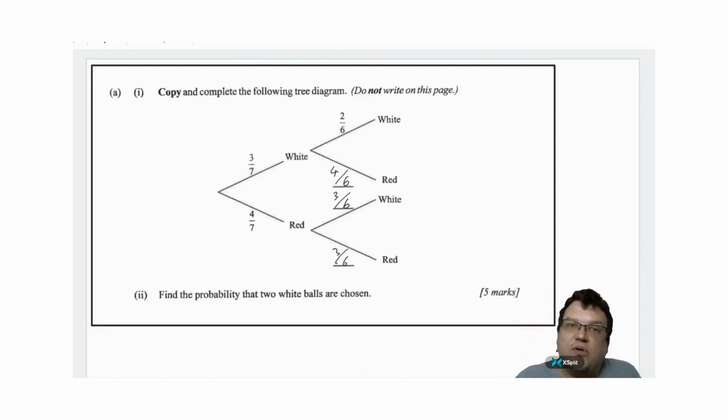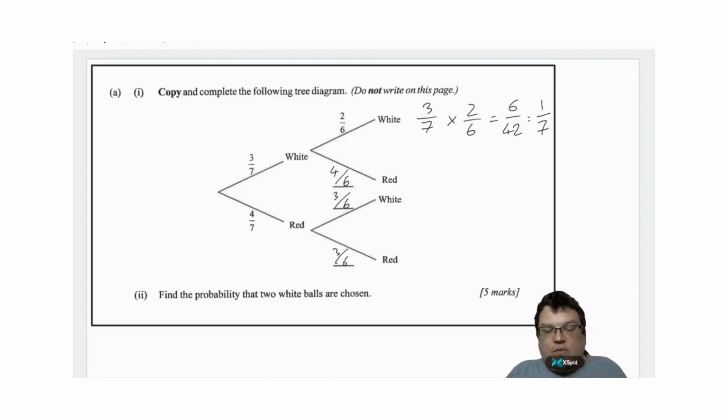And then it says find the probability that 2 white balls are chosen. Again, if you understand probability trees, this really isn't too tricky. We're going to be going along this branch and then this branch to get white, then white. And we simply multiply these 2 probabilities, since we know the probability of 2 independent events happening is the product of their individual probabilities. This gives us 6 out of 42. And of course, whenever our answers are fractions, we should always simplify, leaving us with 1 out of 7.